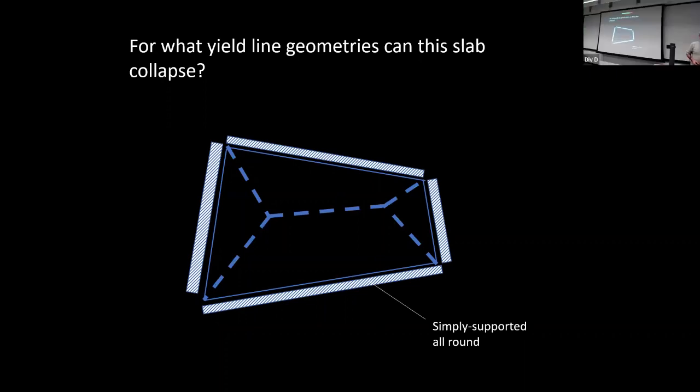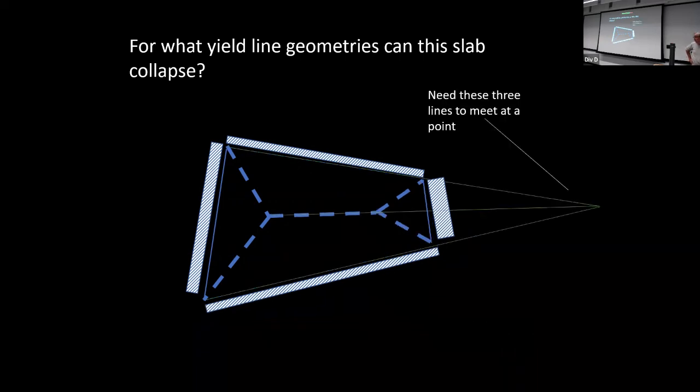Okay, how about this one? For what yield line geometries can this slab collapse? Let's do a concrete one because we've got concrete people here. What are the conditions on the geometry for this to be a compatible yield line collapse mechanism? It's simply supported all the way around. And the answer is, and you know this from your yield line collapses, that those 3 must meet at a point because these things have to stay as flat areas. And so this flat area and this flat area, they form like a pyramid and they must meet at a point. So you know that one.